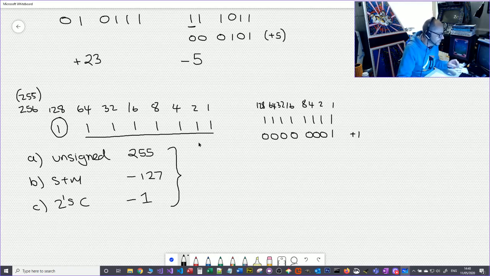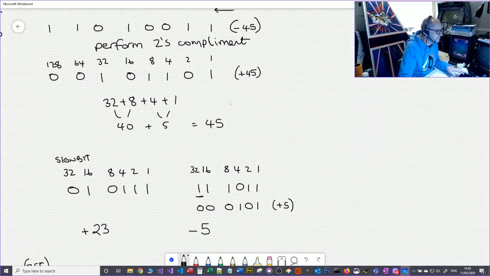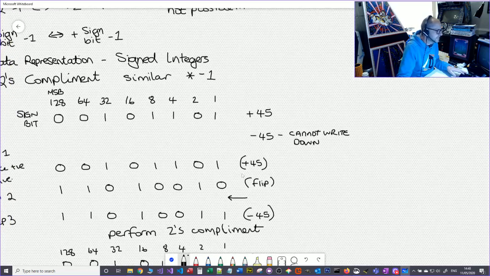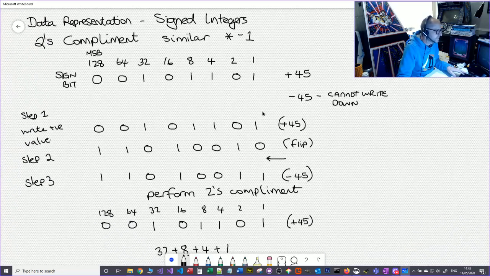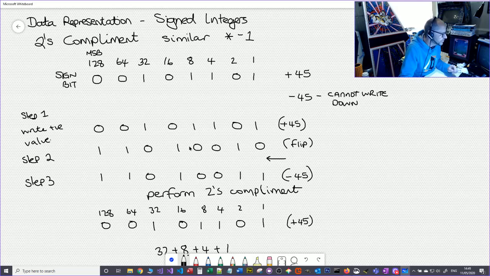So with 2's complement, let's just recap. Sign bit is the most significant bit. If you're writing down a positive number, just put a sign bit of 0 and then use the remaining bits to write the number down. If you've got to write down a negative value, write down the positive version and perform the 2's complement, the flip and add.